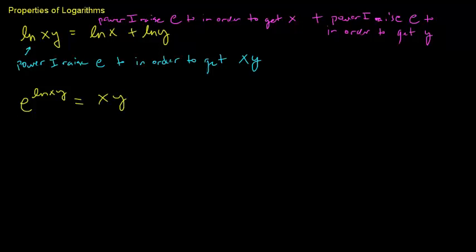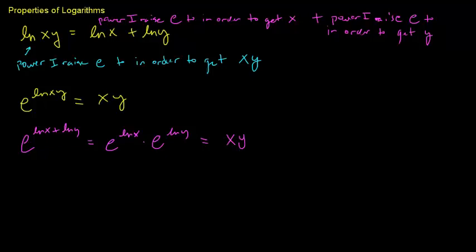But on the other hand, if I raise e to the natural log of x plus natural log of y, well, recall one of our power rules says that if you have a sum in the exponent, you can write it as the product of the base to the first term times the base to the second term. So e to the natural log of x plus natural log of y is equal to e to the natural log of x times e to the natural log of y. But e to the natural log of x is just x, and e to the natural log of y is just y. So what you get is x times y.